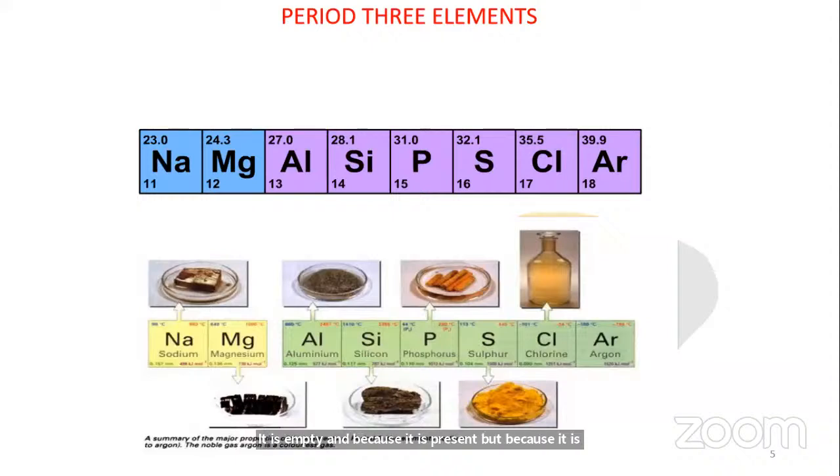Because it is present, there's a tendency of the element to use the 3d orbital in bonding. For instance, you can have the elements in period 3 undergoing hybridization that will involve the d orbital. Also, we can have the elements in period 3 transferring electrons temporarily to the 3d orbital, maybe during the course of a reaction. So the elements in period 3 have the ability to expand their octet. They do not strictly obey the octet rule.